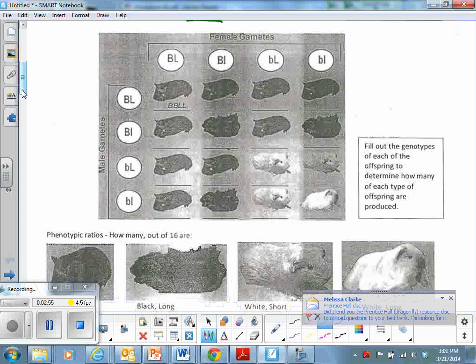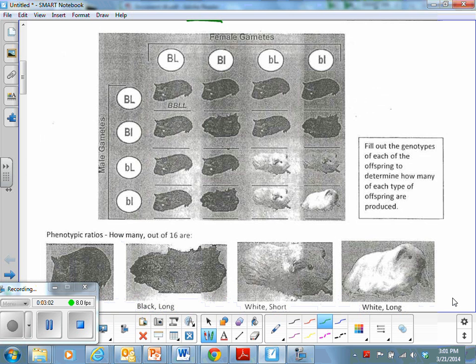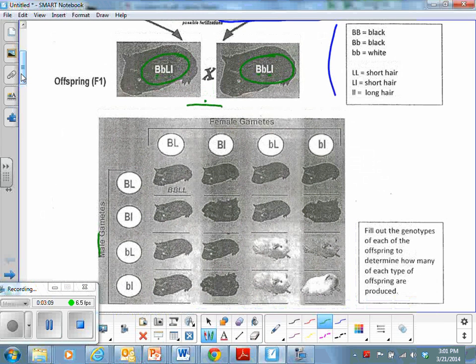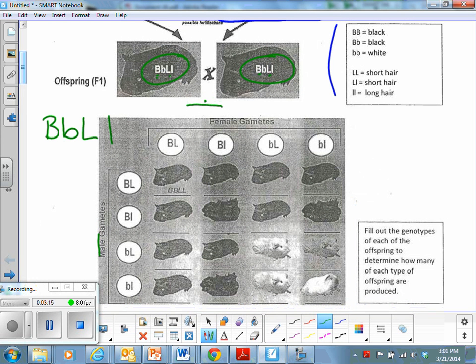So if I have my gametes, I have one little guinea pig up there, and one guinea pig over to the side. Now you're like, okay, where did I get the letters, where did they come from? Remember, let me write it out to the side so you can see it really well. Big B, big L, little l. So remember our FOIL method. First, that's going to make one gamete. So there it is, big B, big L. And then after first, outer, big B, little l. And then inner, little b, big L, and then last, little b, little l.